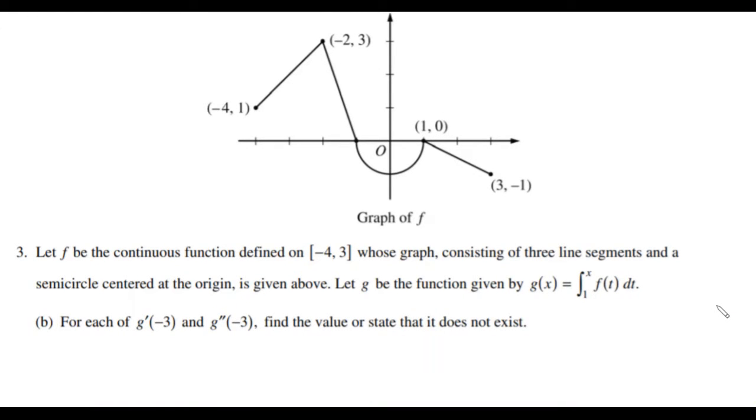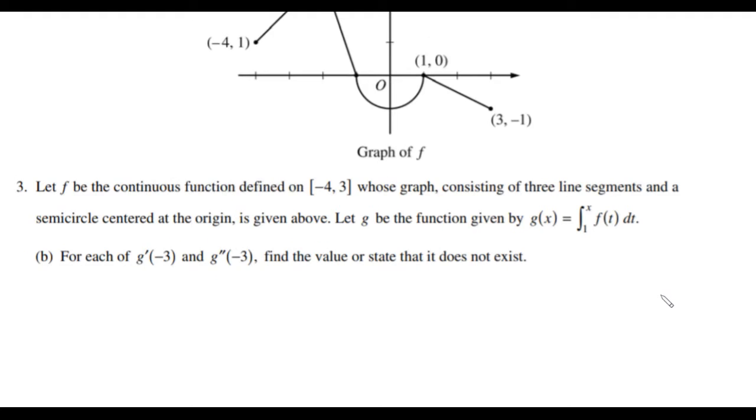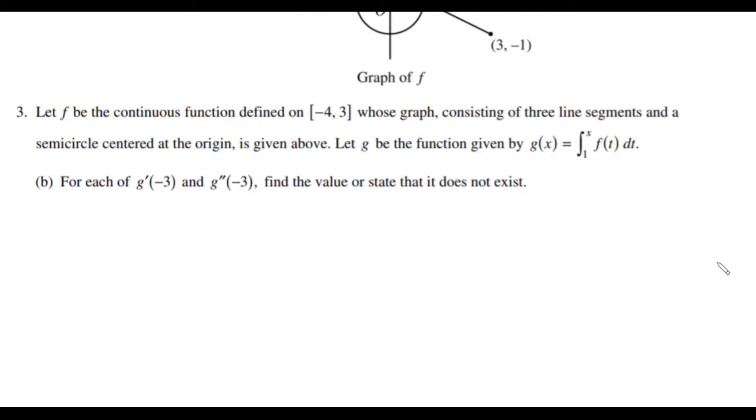Now let's jump on to part B. Part B says, for each of g prime negative 3 and g double prime negative 3, find the value or state that it does not exist. So let's start. In part A, I remember telling you guys you have to keep in mind this given equation, right? So now it's time to use that again.